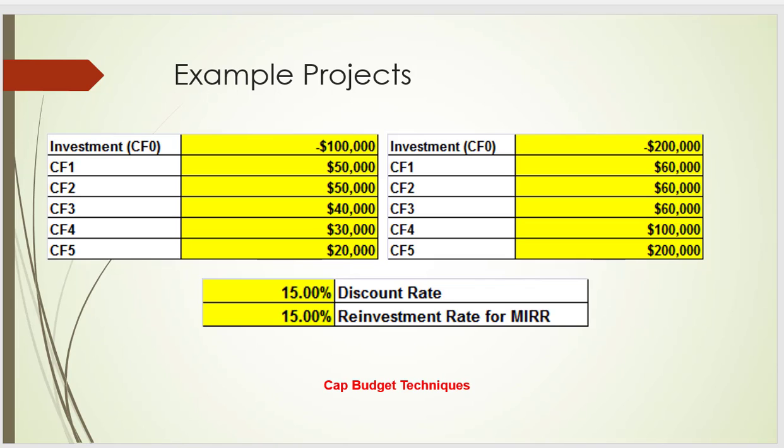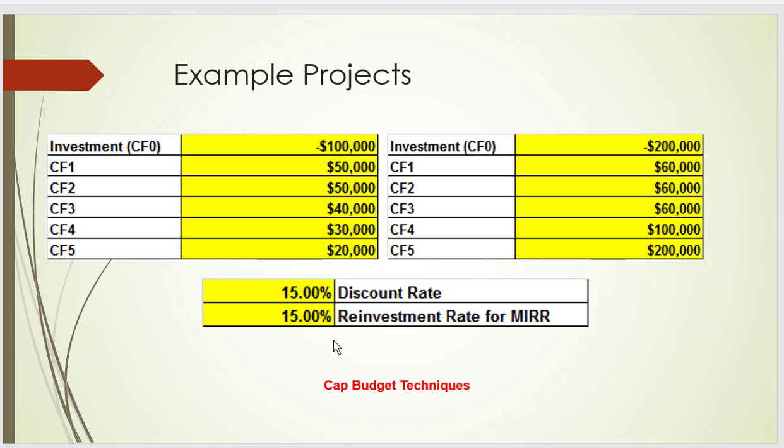So we're going to look at two different projects. The first project, you spend $100,000, followed by these cash flows. And the second project is more expensive. You spend $200,000, followed by these cash flows. The discount rate is 15%, and something later on that we'll talk about, the reinvestment rate is also 15%.